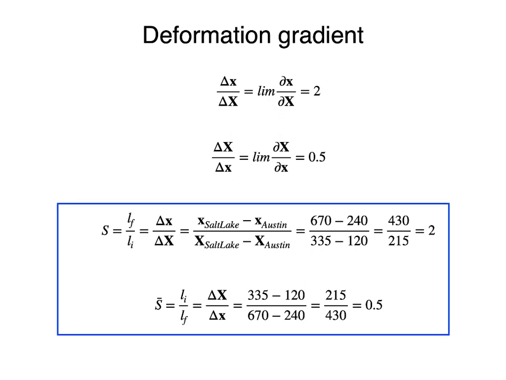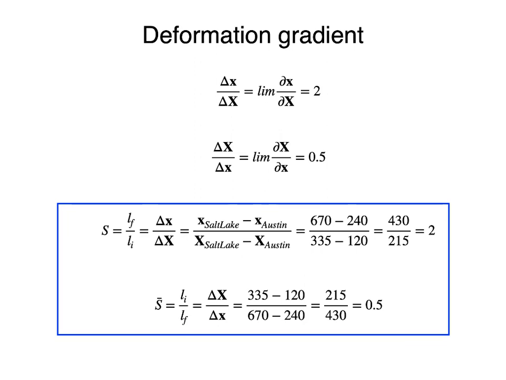What do these gradients correspond to? Delta small x gives the present, or final, length between two points along the line, Salt Lake and Austin for example. Delta capital X is the initial length between the same two points. Thus, the Green and Cauchy deformation gradients are nothing more than the stretches referred to the initial and the final states, respectively.